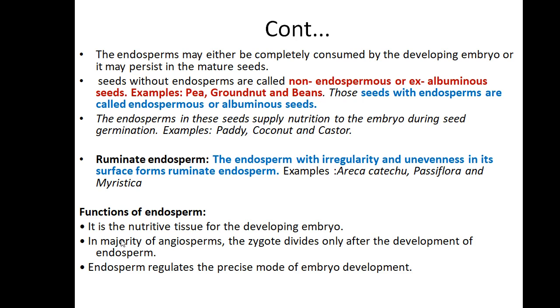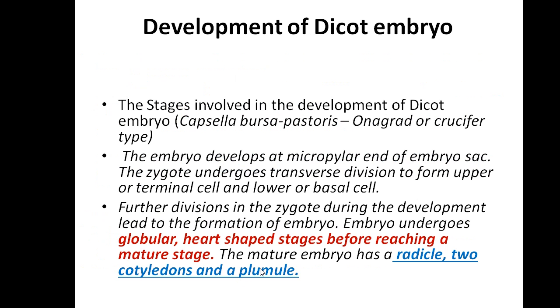The functions: it is a nutritive tissue for the developing embryo, and in the majority of angiosperms the zygote divides only after the endosperm. Yes, once the endosperm is produced after fertilization, only after that the zygote divides. The endosperm regulates the precise mode of embryo development. The dicot embryo develops at the micropylar end of the embryo sac, and the zygote undergoes transverse division to form a terminal cell and a lower basal cell.